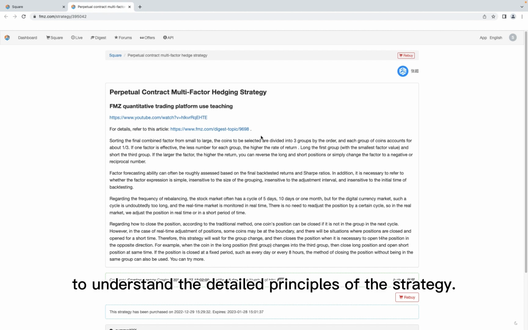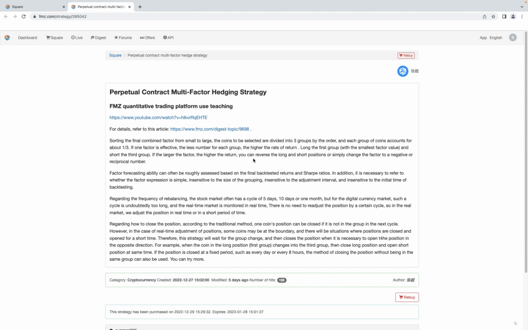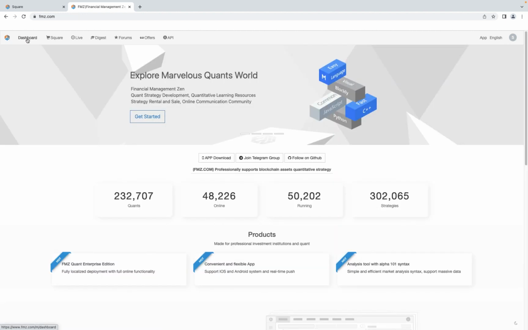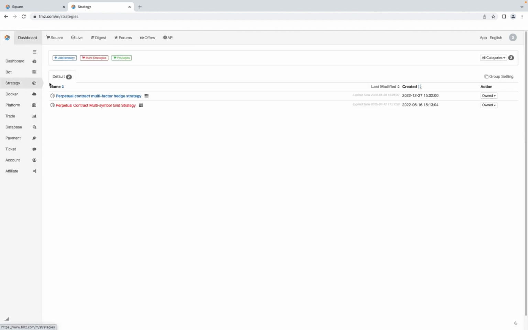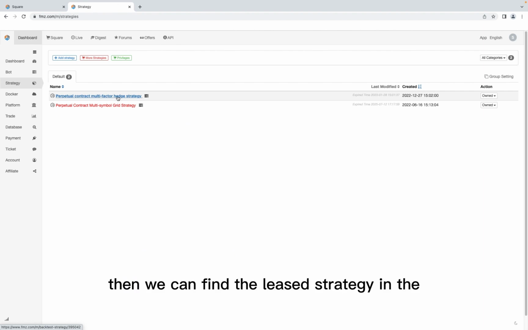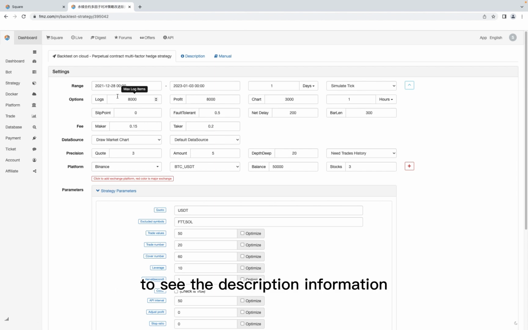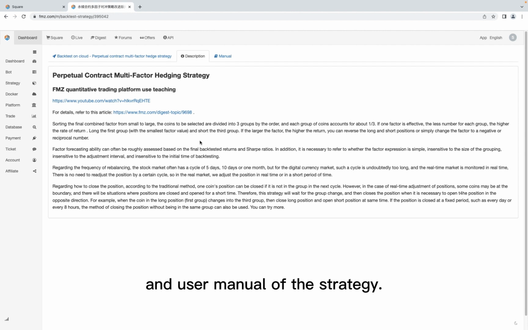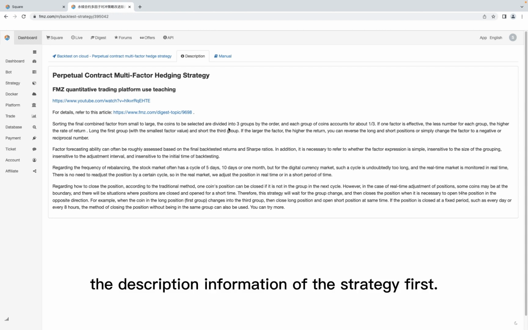To understand the detailed principles of the strategy, and we can also use it on our platform. My account has listed the strategy. Then we can find the listed strategy in the strategy library directly and click the strategy to see the description information and user manual of the strategy. Let's look at the description information of the strategy first.